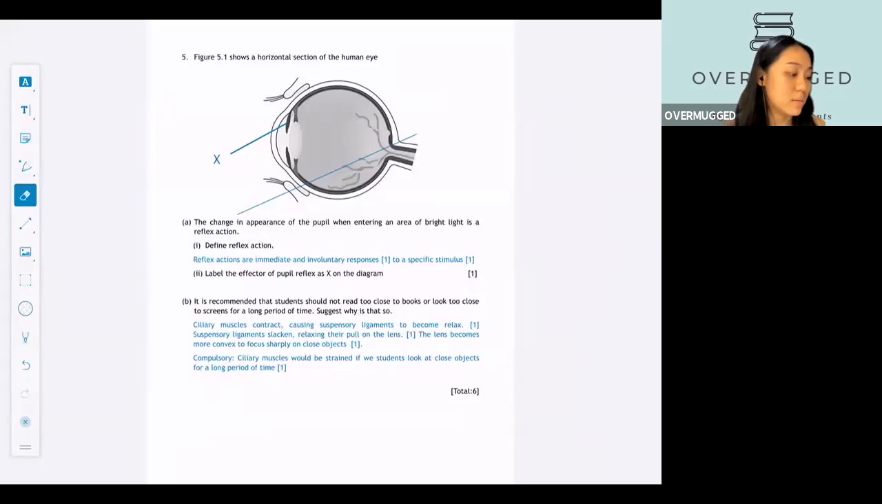Why is there a line there? Never mind. Question X. What is X? Label the effector of pupil reflex as X, which, pupil reflex, is your iris. And then defining reflex action is also in your notes, so I won't go into it.